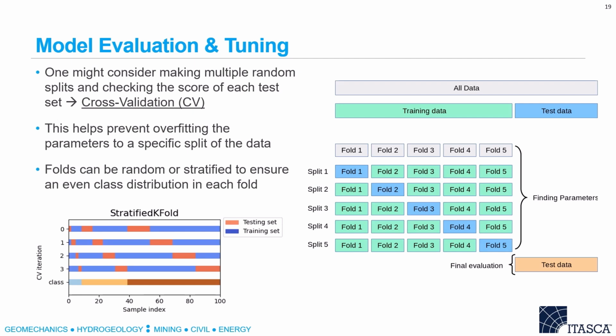Each of these folds, as shown in the image at the right, can either be random or stratified, ensuring an even class distribution in each fold. This is particularly important, as you wouldn't want a single class contained only in the training set or testing sets.